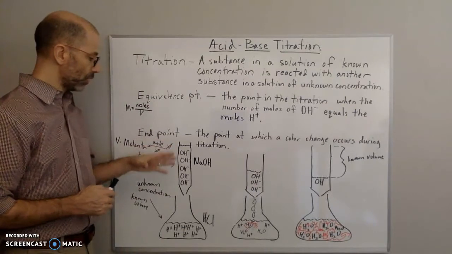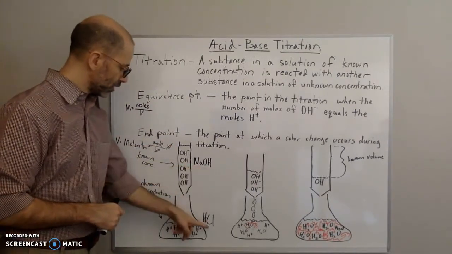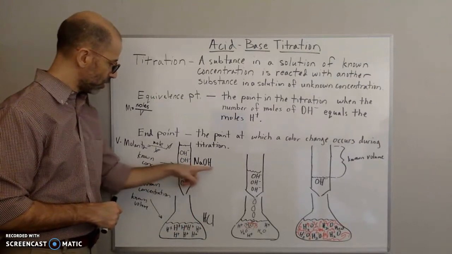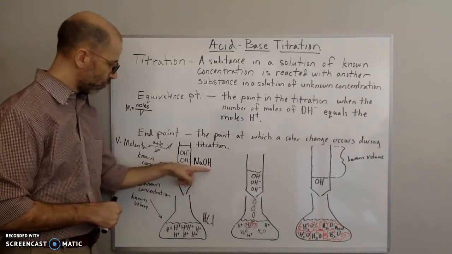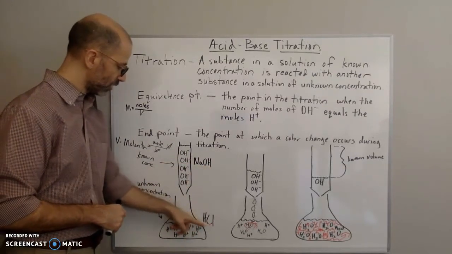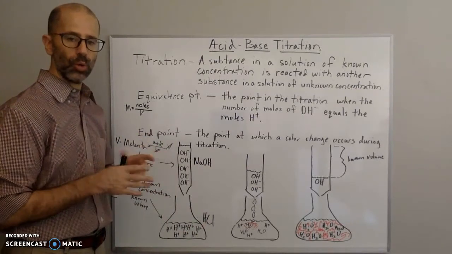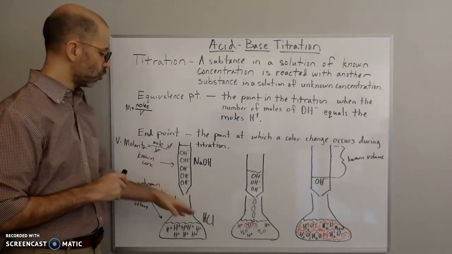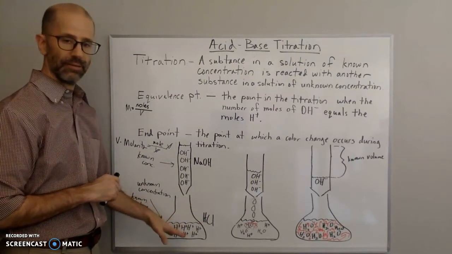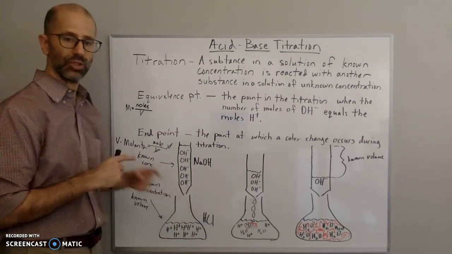One of the things I want to point out really quick, though, is if you have a 1-to-1 ratio here, like for every one of these I have one OH or one hydroxide, and for every one of these I have one hydrogen, then everything works out in a 1-to-1 ratio. So the concentration of H+ that I find should be the same as the concentration of the acid, right? If it's a 1-to-1 ratio.